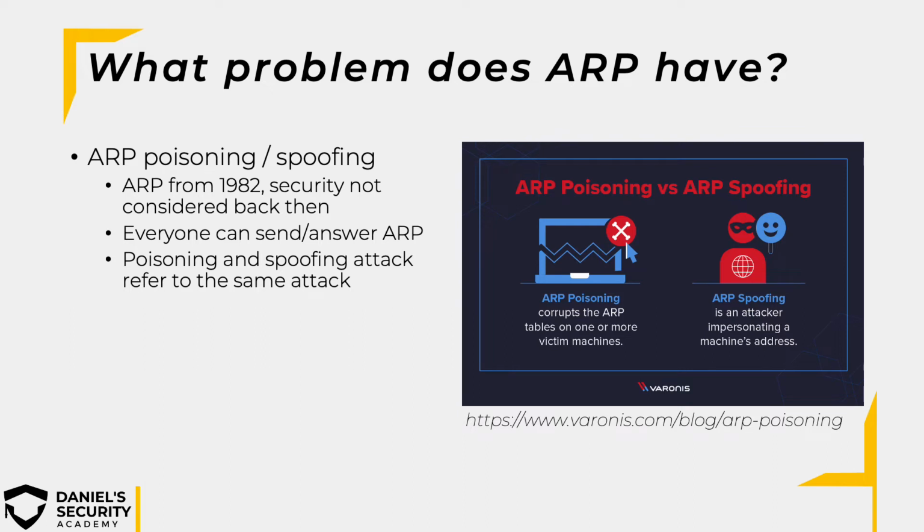And just to clarify, ARP poisoning and ARP spoofing will be found interchangeable within the industry for the same attack. Varonis tried to put up a little bit of explanation what those single terms actually refer to, but both are referring to the same kind of attack, just from a slightly different perspective. ARP poisoning is about corrupting the ARP table of a victim machine, and ARP spoofing is pretty much the attacker impersonating someone. But in the end, it is the same kind of attack.